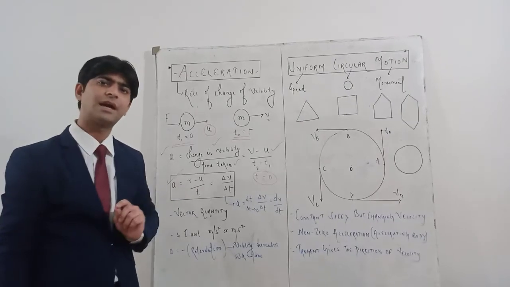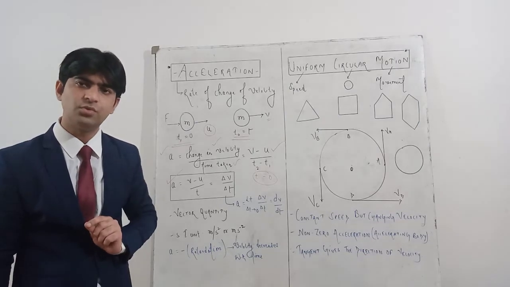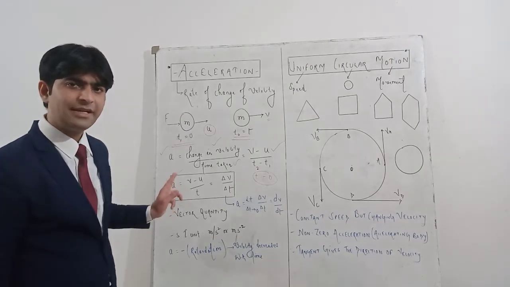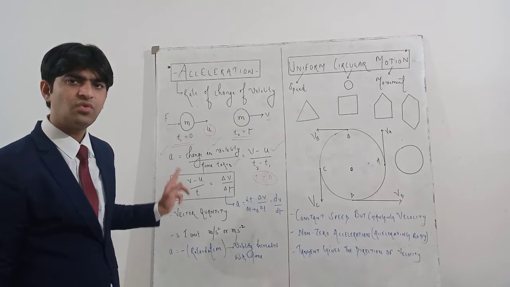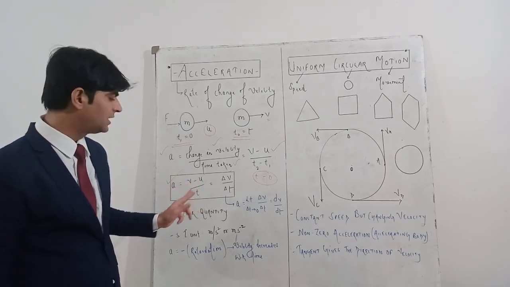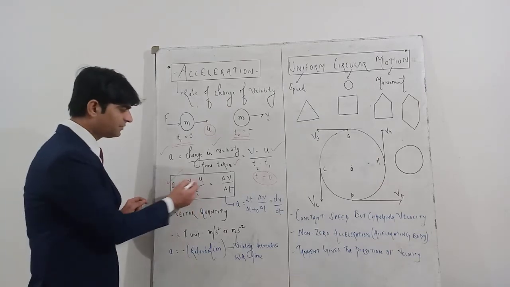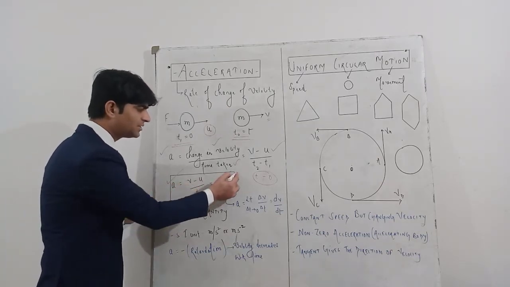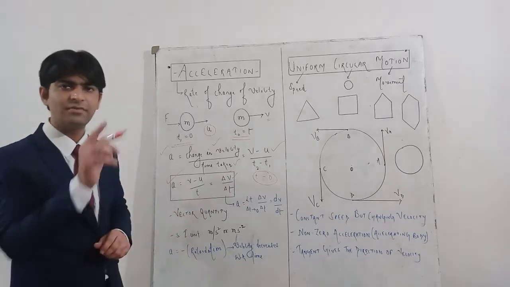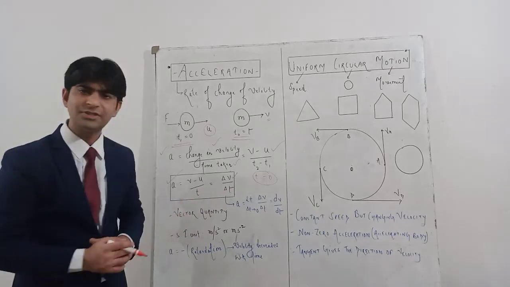What is the formula for acceleration? a is equals to v minus u divided by t, where a indicates acceleration, v indicates final velocity, u indicates initial velocity, and t indicates time. And this is the difference in the velocity, so it can be written as delta v. Delta v indicates change in velocity, and delta t indicates change in time.